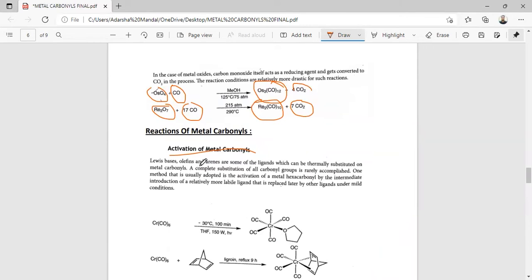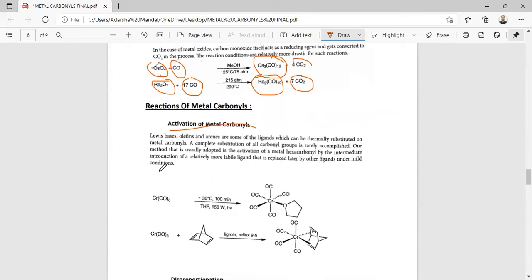Lewis bases or olefins are arranged as ligands which can thermally substitute on the metal carbonyl. That means the metal carbonyl ligand is substituted by another neutral ligand, that is, an olefin or arene. But the complete substitution of all carbonyl groups is rarely accomplished. So one method that is usually adopted is the activation of metal hexacarbonyl by intermediate introduction of a relatively more labile ligand that is replaced later by the other ligand under mild conditions.